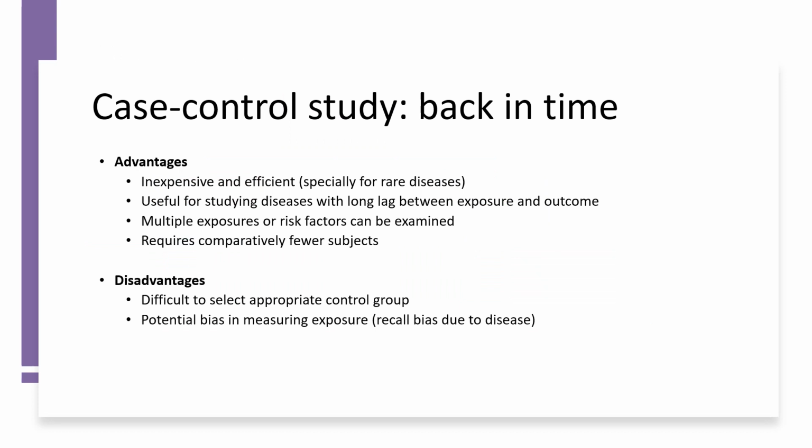Case controls could have advantages in that it's inexpensive and can be very efficient, especially for rare diseases. Because if it's a rare disease, you don't have to wait for a long time to get your cases. It can be useful for studying diseases with a long lag between exposure and outcome. So it's faster for you, because if you're waiting for a cohort study for someone to develop a disease, it may take a long time. But in case control studies, that lag is reduced.